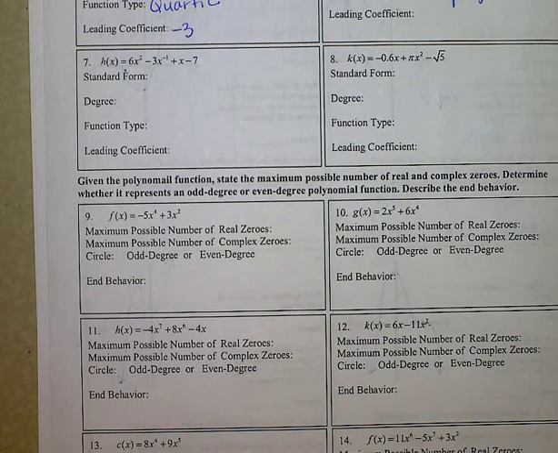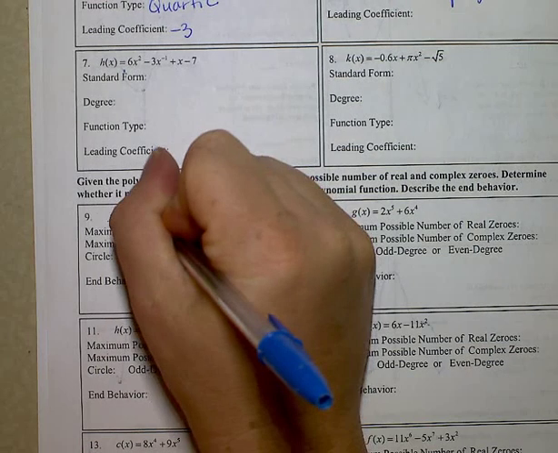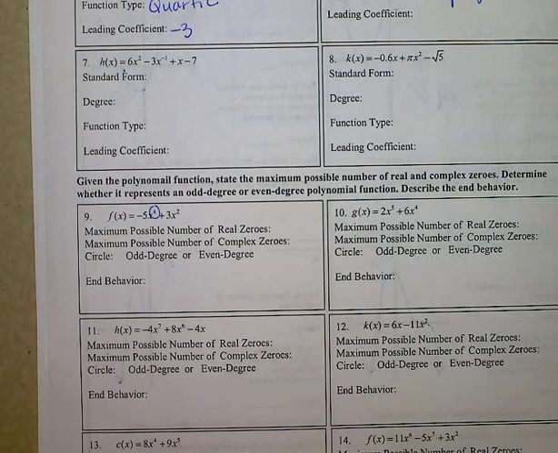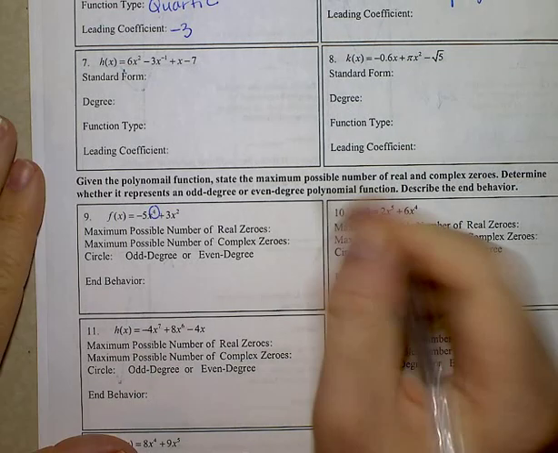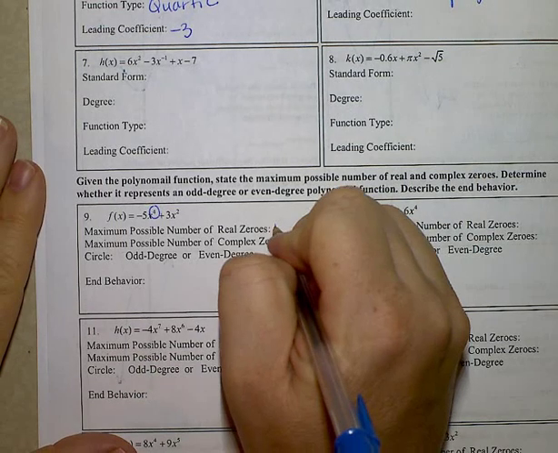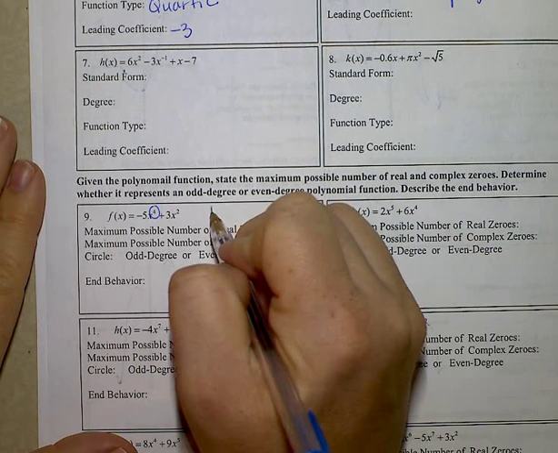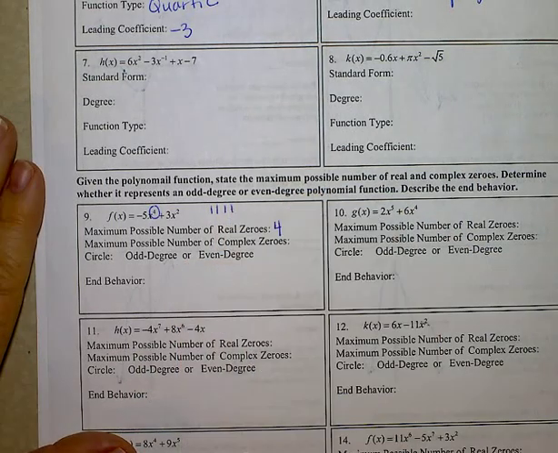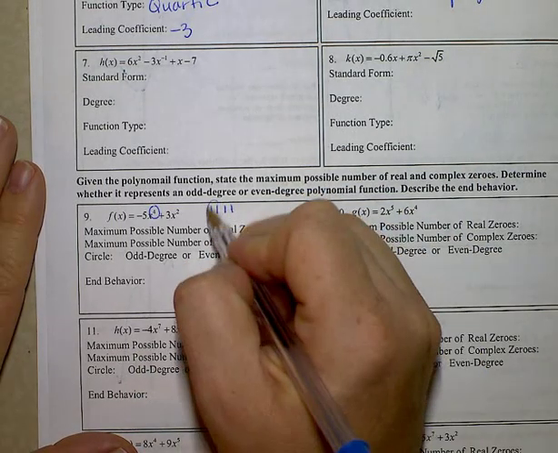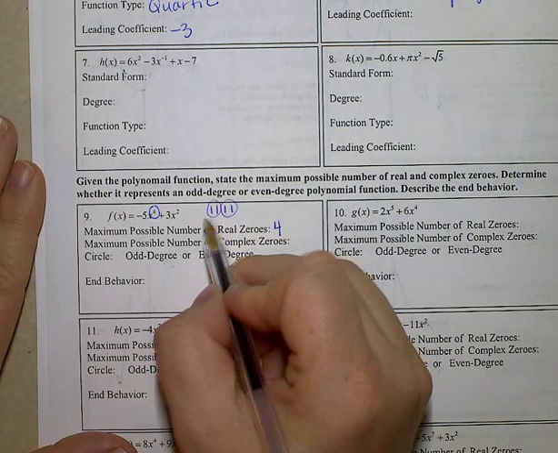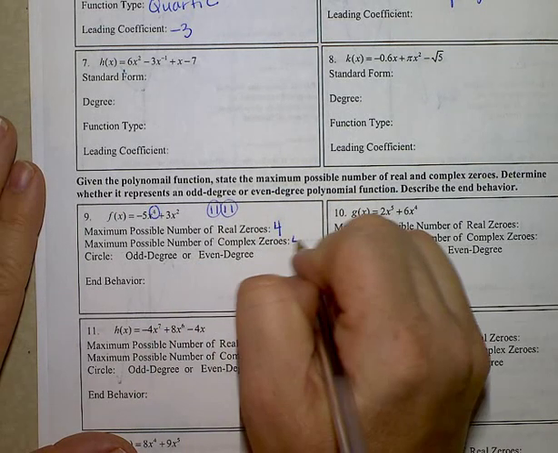Please circle the degree in number 9. The maximum number of possible real zeros is always the degree you see. So for this problem, how many real zeros are possible? There are 4. Now I'm going to write 4 lines here just so that you can see. So how many groups of 2 can I make? I can make 2 groups of 2, which gives you a total of 4 possible complex.